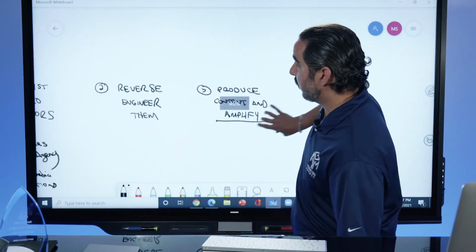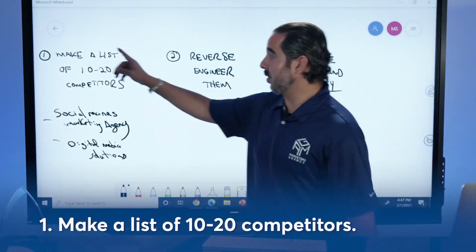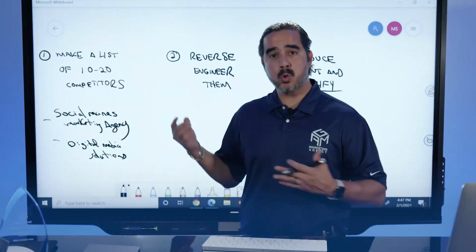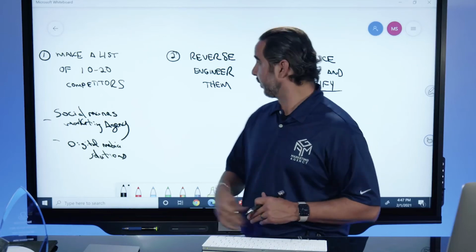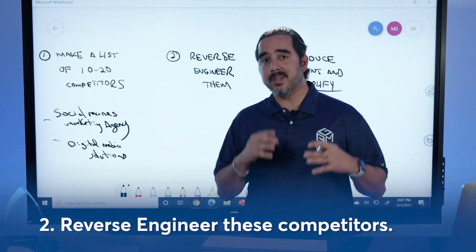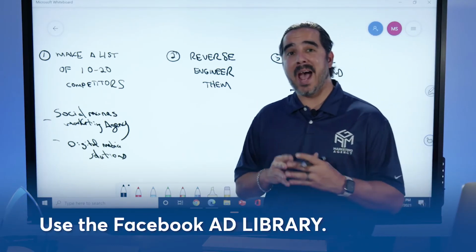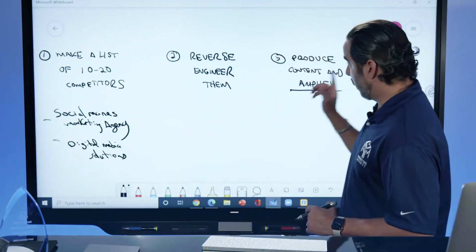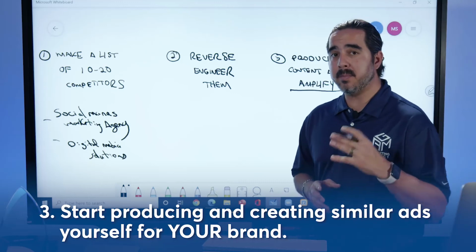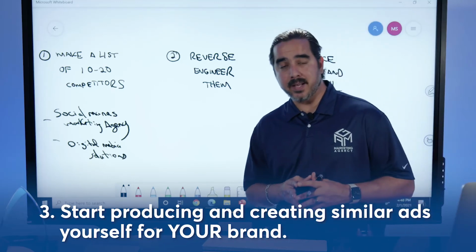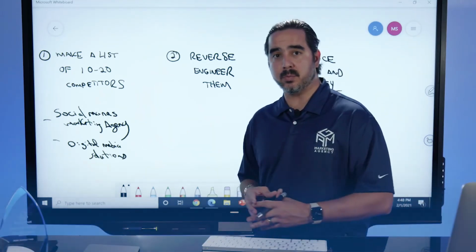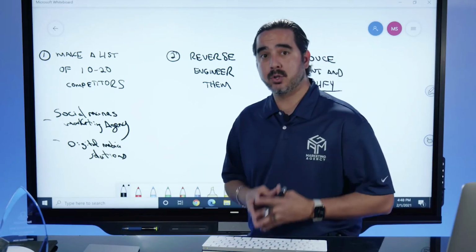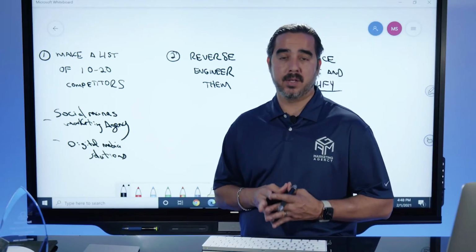So again, to recap, we got number 1, make a list of 10, 20 competitors. Use Google, use Amazon, use wherever your competitors are. Number 2, reverse engineer these competitors. Use the Facebook ad library to help you understand what these people are doing on social media. And number 3, start producing content from that inspiration and start amplifying that content to help you find more of your customers, to help you find more of your actual buyers of your products and services.